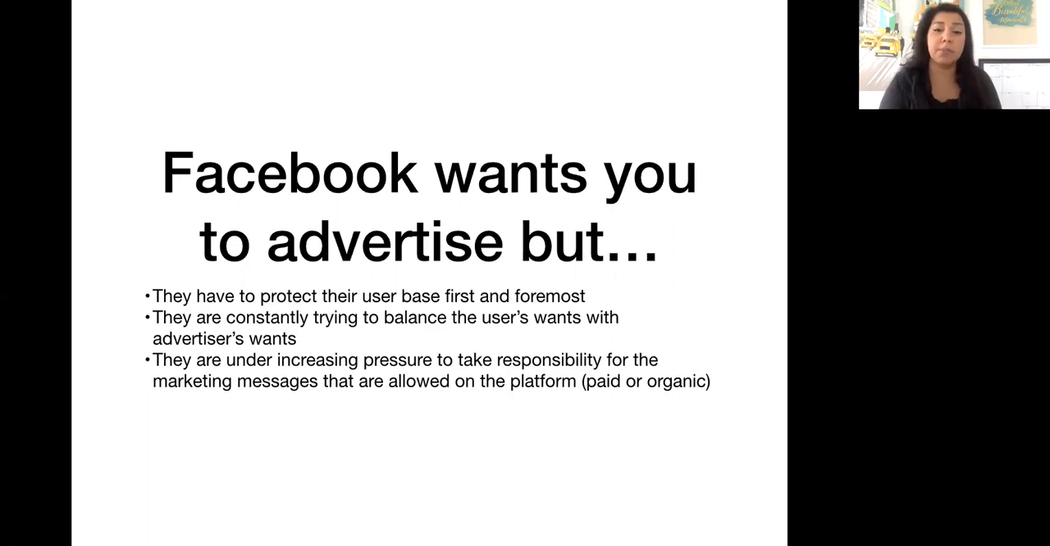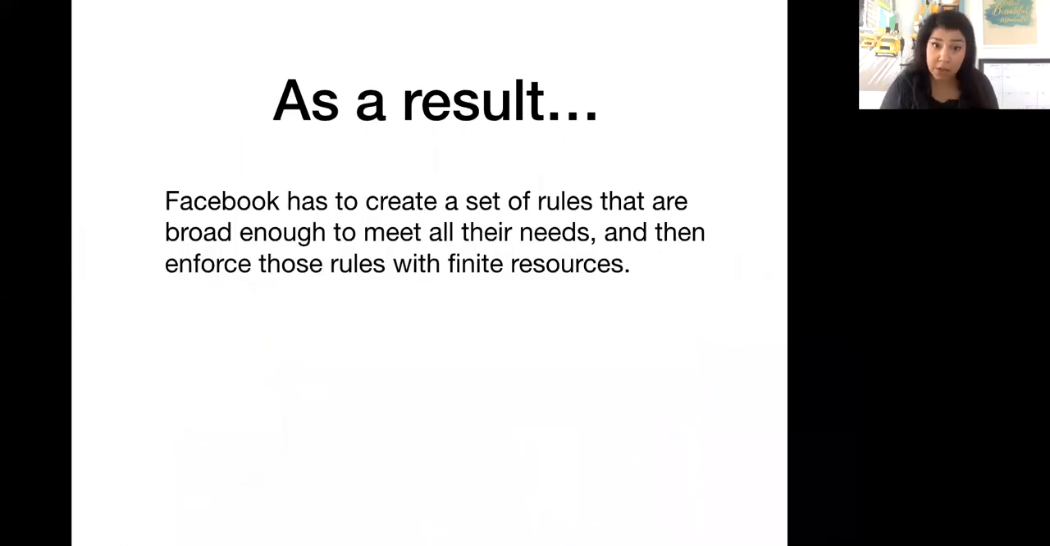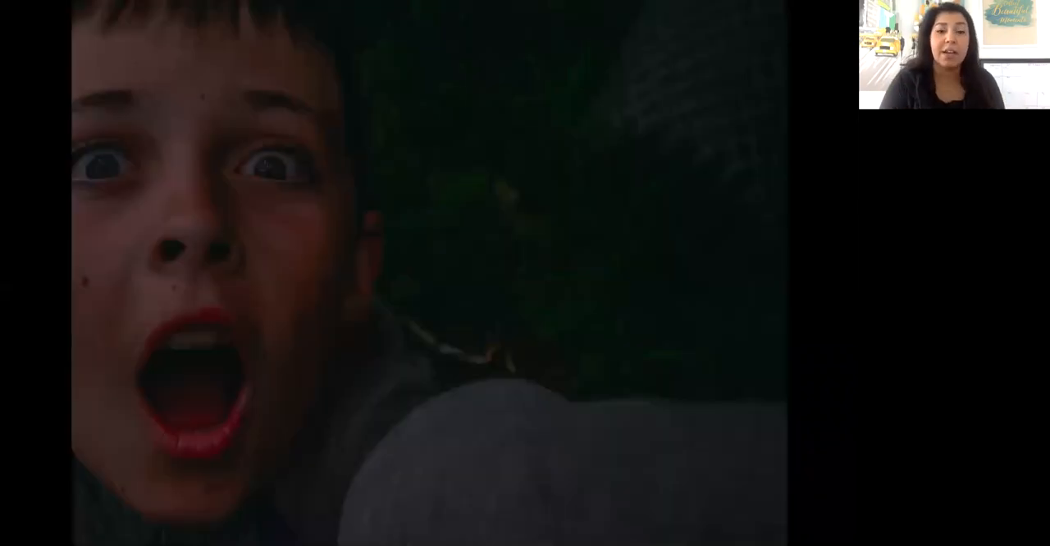But they're also under increasing pressure to take responsibility for all of the marketing messages and just all of the messages, period, on the platform, whether that's paid or organic. And you've likely seen all of the scandals that have happened where users and everybody else is wondering how carefully Facebook is taking care of our data and how responsible they are in shaping social opinion. So these are all of the things that Facebook is trying to navigate. And as a result, they're creating a broad set of rules to meet all of their needs and then trying to enforce these rules with finite resources. So that's kind of the pickle that they're in.